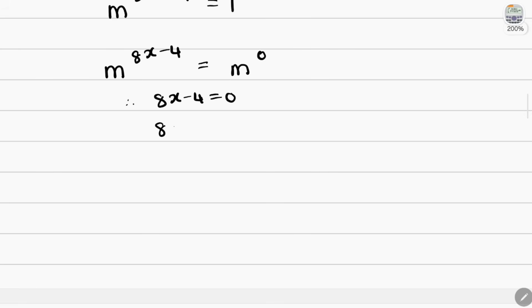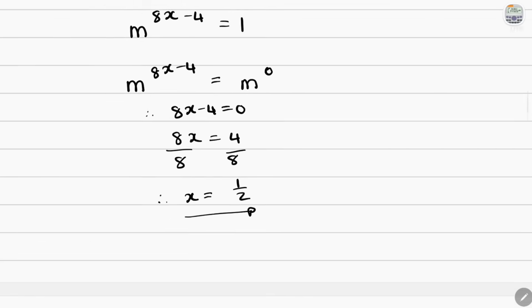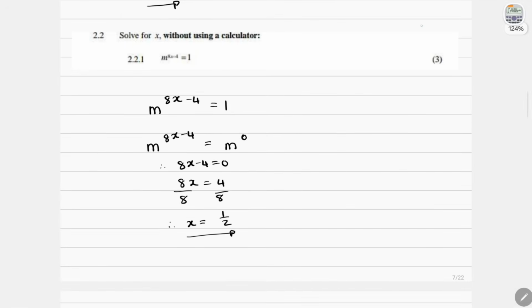Transpose the negative 4, 8x is equal to positive 4. Divide both hand sides by 8. And finally, x is equal to 1 over 2. And that is our answer. Moving on to the next question.